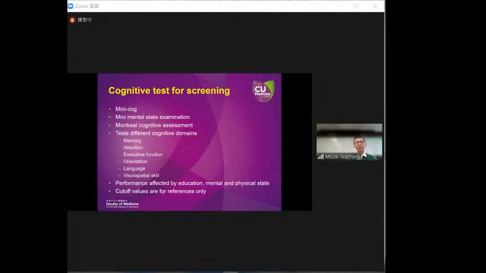So the cutoff values are for reference only. They are not diagnostic. It's not the same as a fasting glucose to diagnose diabetes. Cognitive test is for reference only.